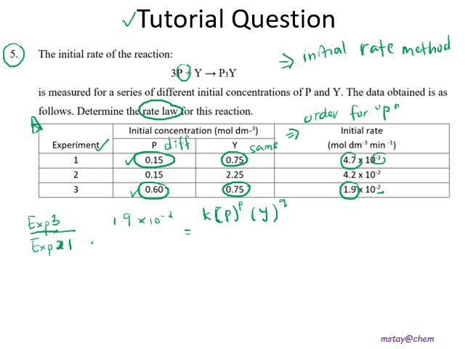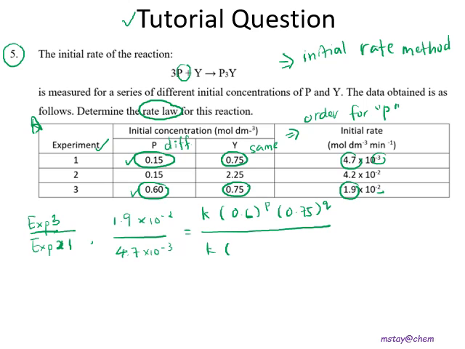So the concentration of P, like just now, we already decided we want to choose experiment 1. So it will be better if we directly substitute the values in, which is k, experiment 3 is 0.6 to the power of P, and then 0.75 to the power of Q, and then over 4.7 exponent negative 3 equal to k, concentration for the P in experiment 1 is 0.15 to the power of P, while this one is 0.75 to the power of Q.